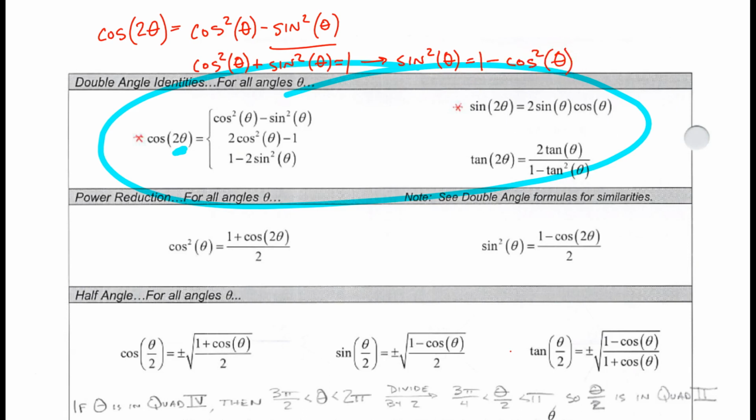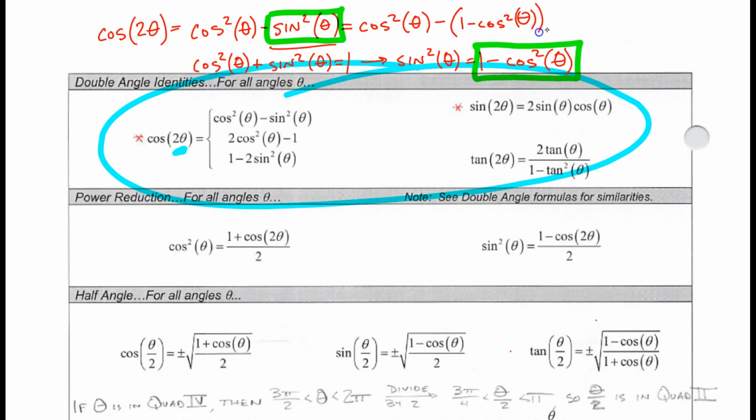So I can just do a little bit of algebra there to manipulate this equation and solve for sine squared of theta. Now I can substitute this relationship in for sine squared of theta, and this is what I'll get: cosine squared theta minus the quantity 1 minus cosine squared of theta. If I distribute the negative and combine like terms, I'm going to have 2 times the cosine squared of theta minus 1. And lo and behold, that matches with this second formula for the double angle version of cosine 2 theta.